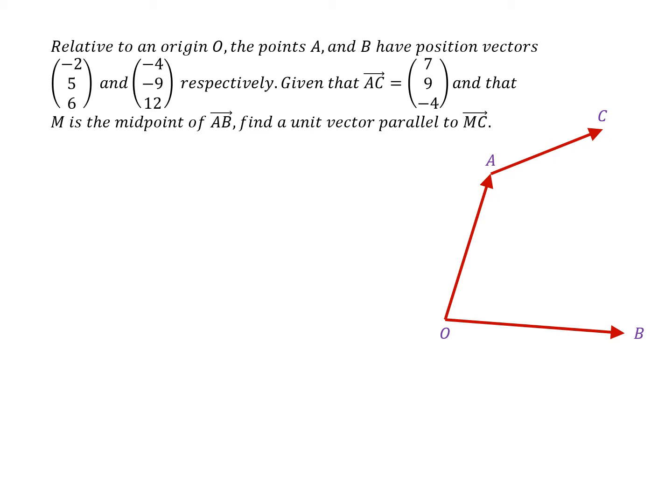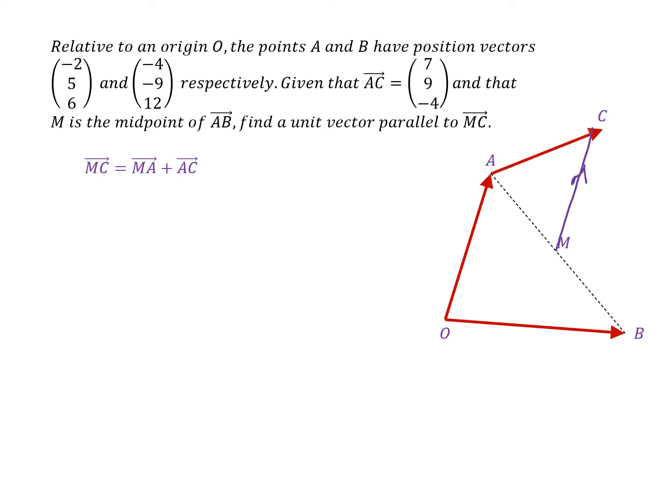Now M is the midpoint of AB. So there's M on my sketch. So M is halfway along AB. Now I want to try to find this vector MC because I want a unit vector which is parallel to that. So to get from M to C, I'm going from M to A and then from A to C. So MC in vector terms is the same as MA plus AC.